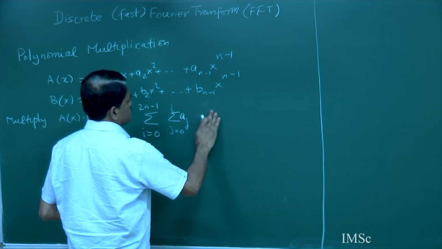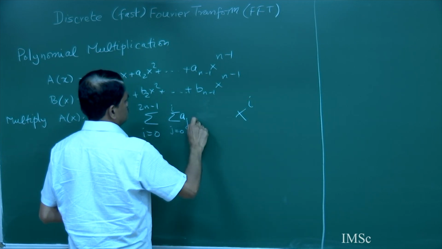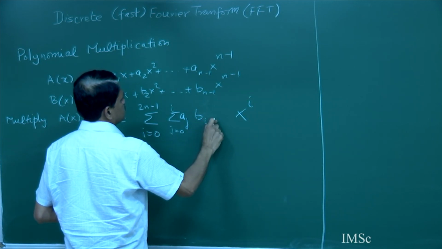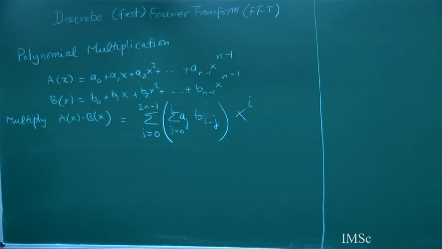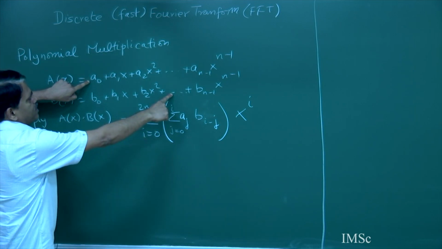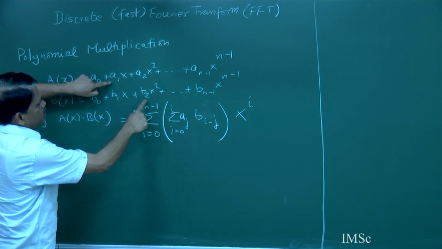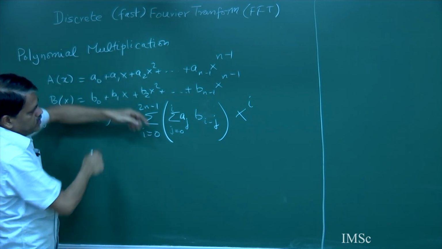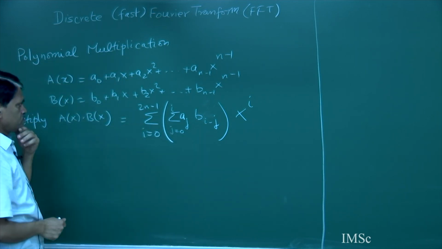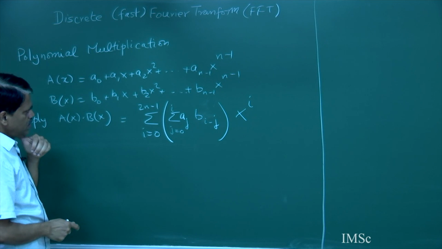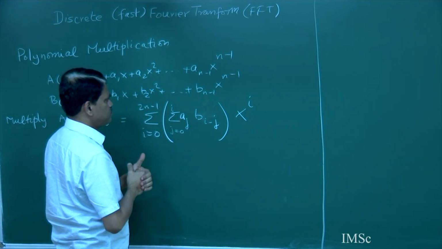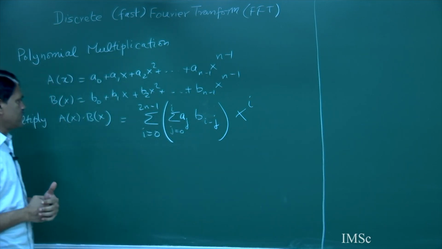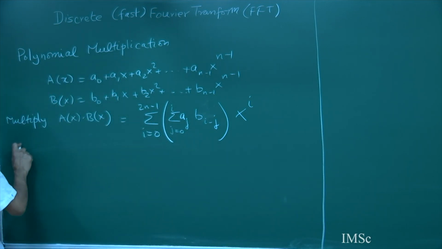A_j times B_{i minus j}, right? So if I want the coefficient of x cubed, then it will be A0 B3 plus A1 B2 plus A2 B1. Okay, that's what I've written down here. So in the worst case, computing each of these coefficients could take up to order n time, so it will be n squared.